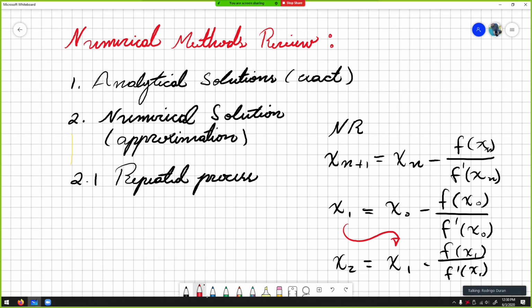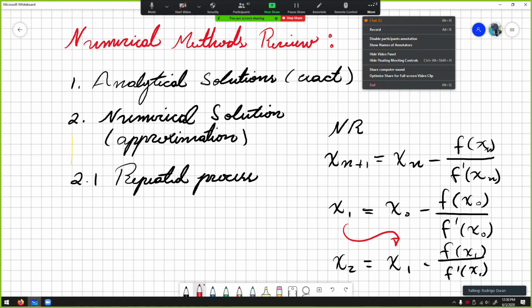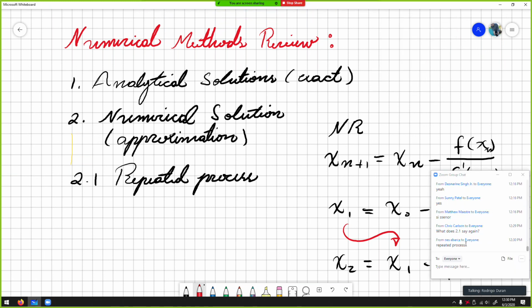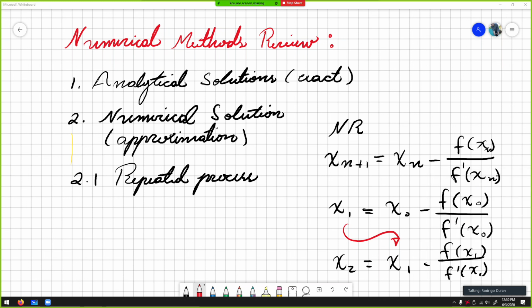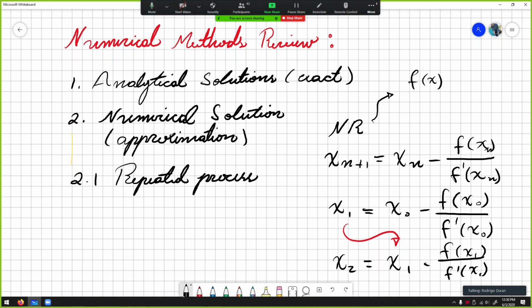If you're doing Newton-Raphson, so if you're doing bisection, you will be given the bracket. You will be given your a and your b. For Newton-Raphson, we will provide you the function, and we will provide you your initial guess.